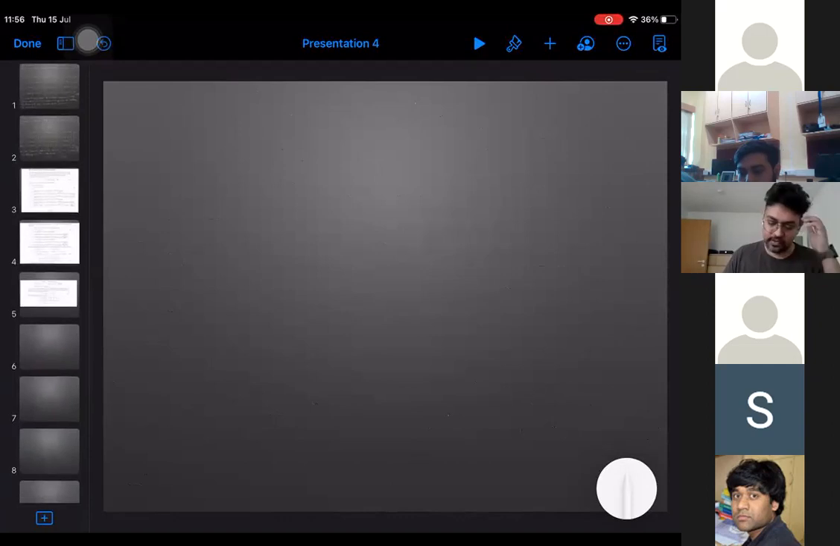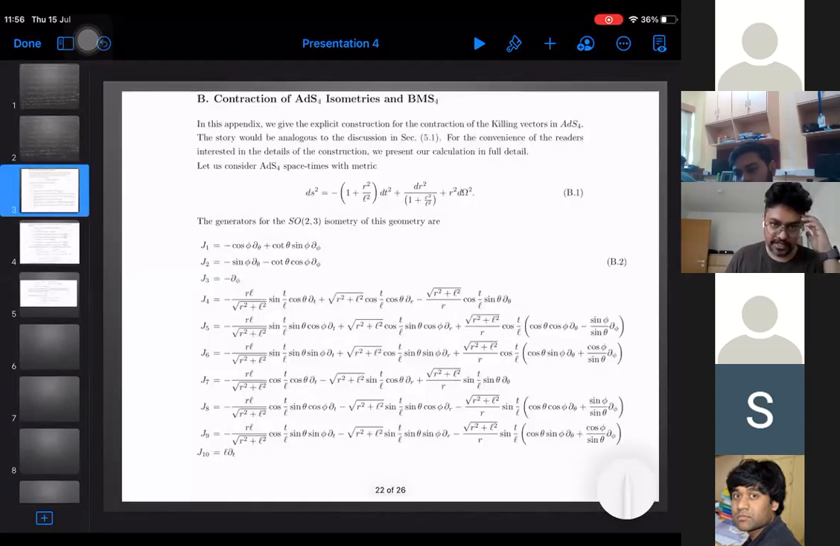Okay, now we have done it for the BMS3. So it's better to show it for the BMS4 because it's a very lengthy thing, with 10 generators. What you do over here is again the same thing. You start with this metric. And the generators over here in the BMS4 become SO(2), the isometry of the geometry, and they are given by these 10 generators.